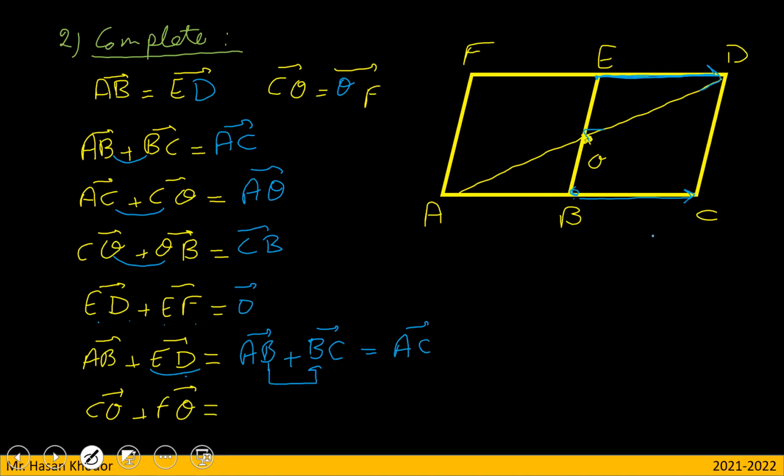CO plus FO equals zero. Why? Because CO and FO are opposite vectors, so this is equal to the zero vector. Excellent work. Let's move to the new part.